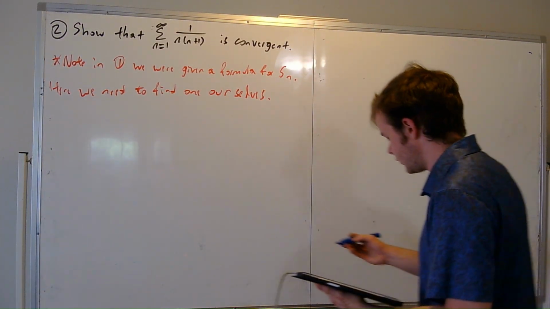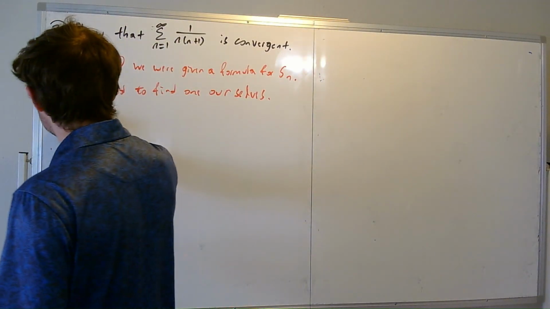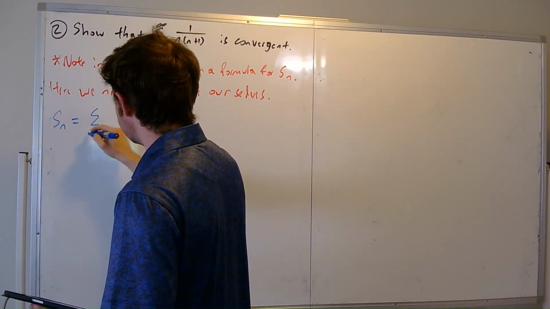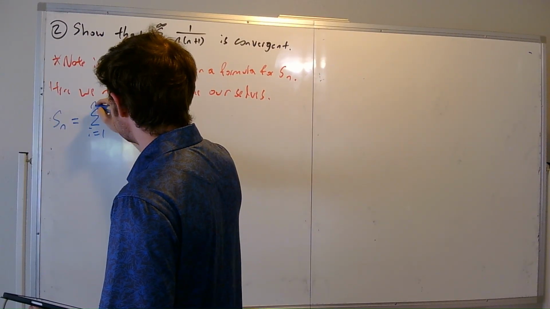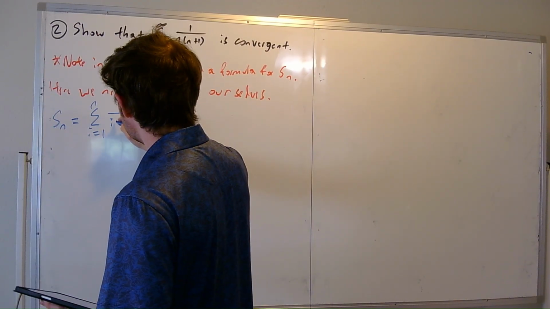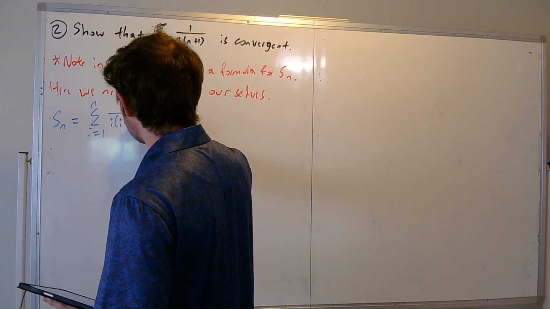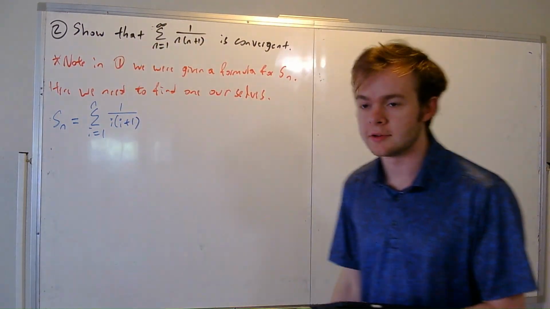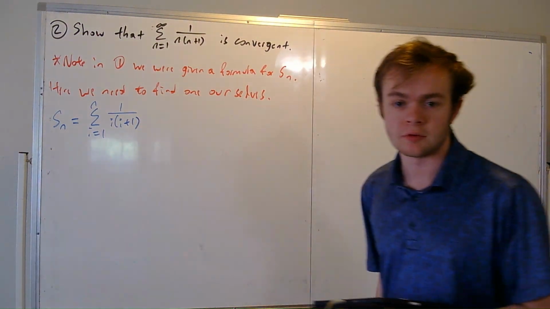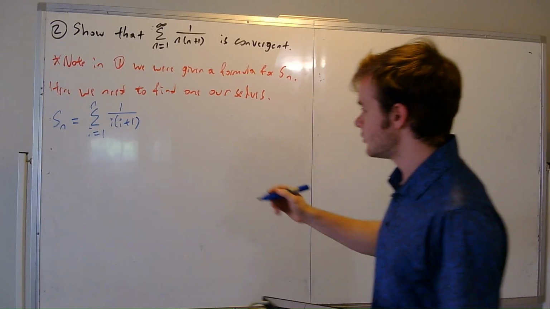So if you remember Sn, we said that that's the same thing as adding together the first n terms. So the sum from i equals 1 to n of 1 over i times i plus 1. Right, so Sn is the same thing as the sum. The sum is just adding together the first n terms. And now we just need to write this out.